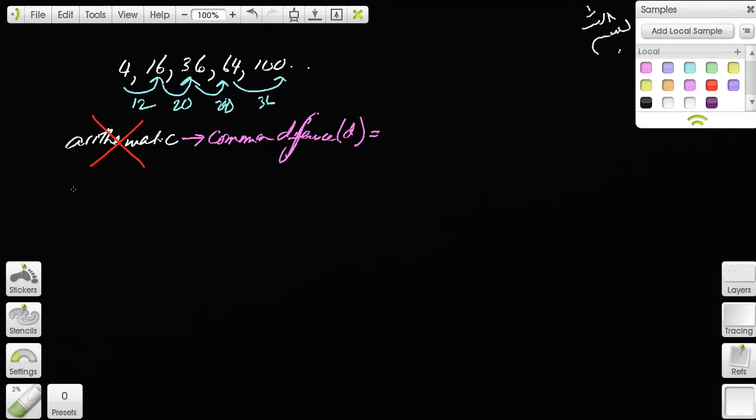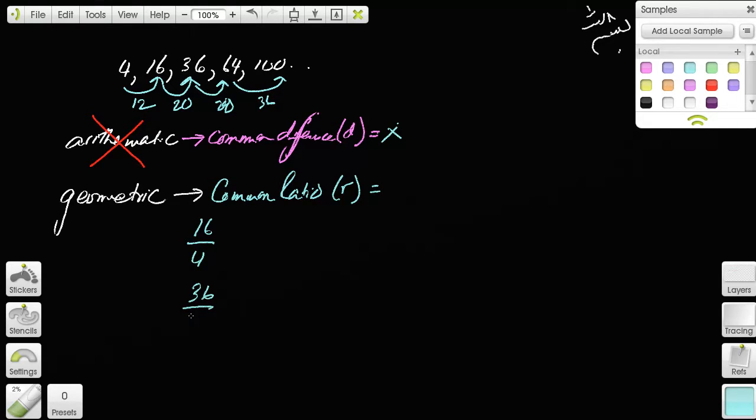If it is geometric, then it must have a common ratio, r. Which means that 16 divided by 4, and 36 divided by 16, and 64 divided by 36, and 100 divided by 64 must all be the same. That would be the common ratio from here to here. So that's 4, but this is clearly not 4.